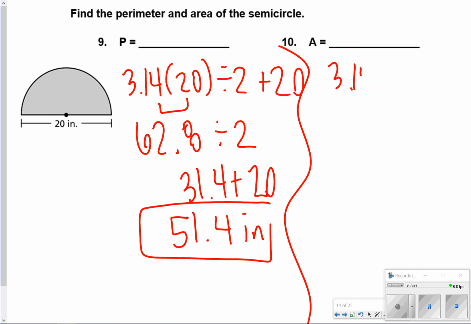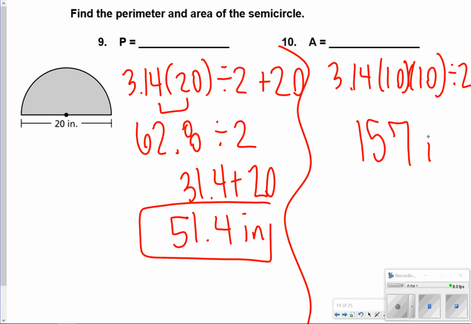For the area, remember, you're still using pi times radius squared. So 3.14 times 10 times 10. But then we have to divide that by 2. So you tuck that in your calculator and then divide it by 2. You're going to get 157 inches squared.